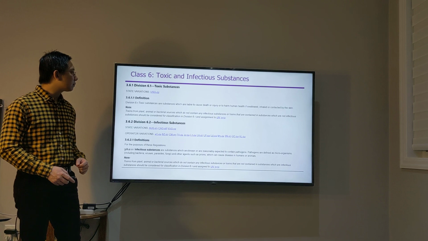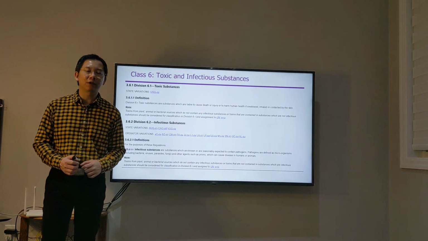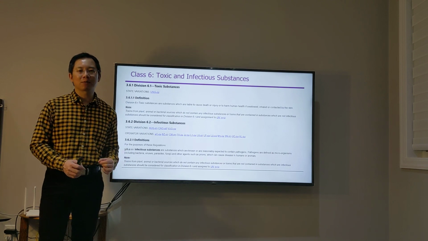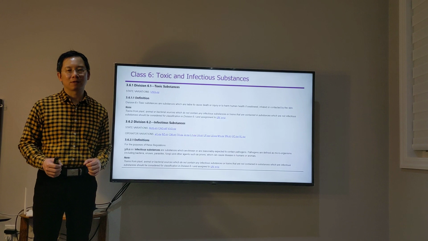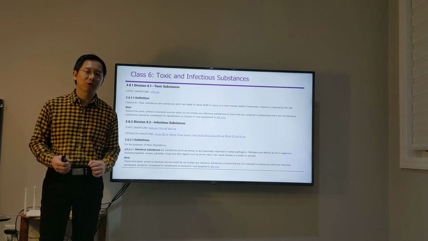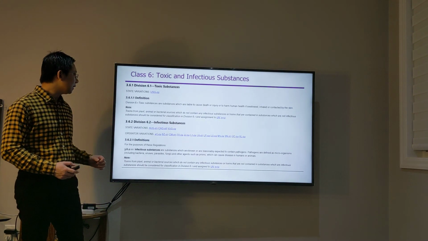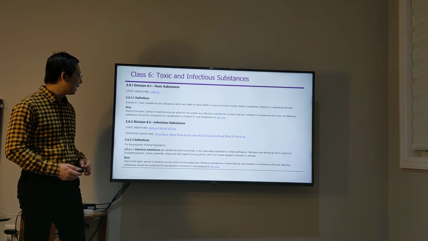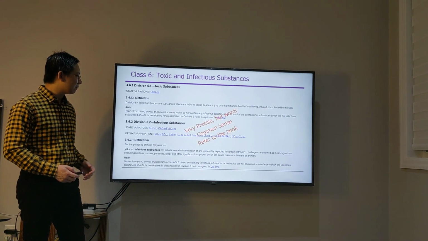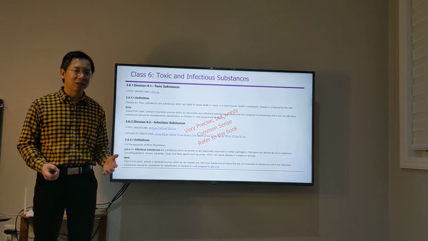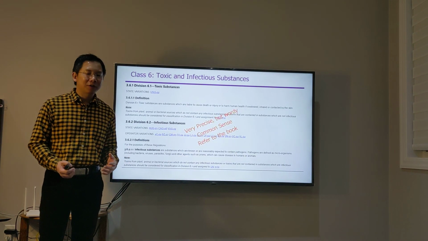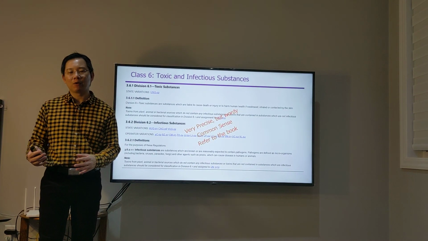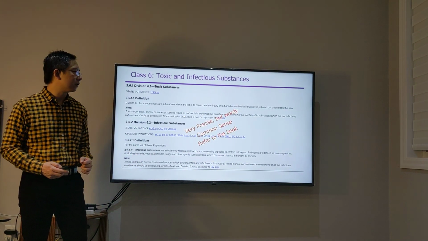Now let's move on to class 6, toxic and infectious substance. Class 6 has two divisions. Division 6.1, toxic substance. Division 6.2, infectious substance. We have the 6.1 and 6.2 definitions here. We all know that it's very precise, but it's very wordy. So I would say, why not use common sense, and with common sense, we can always refer to the book to have more information.